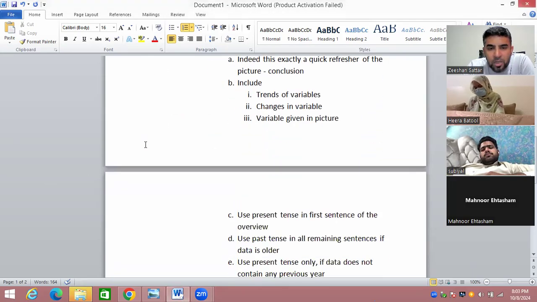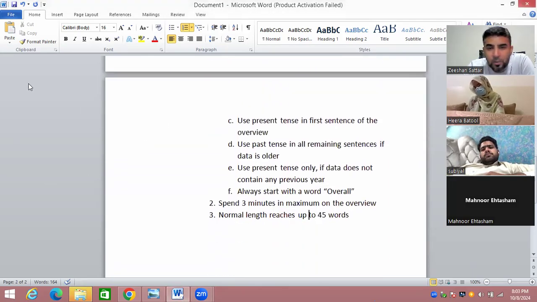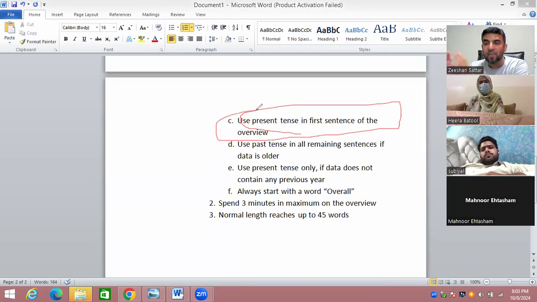Now, if we talk about the overview writing, what happens? We use the present tense for the first sentence of the overview. This can even be the active voice. This can even be the passive voice. Active voice: I play hockey. Passive voice: Hockey is played by me.